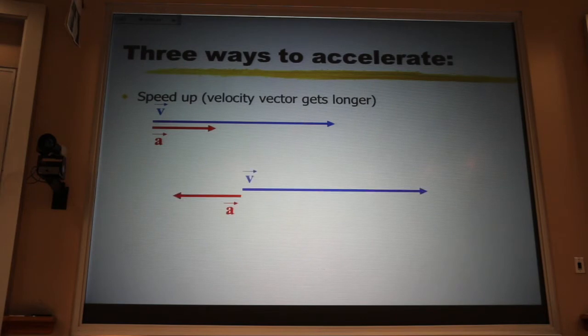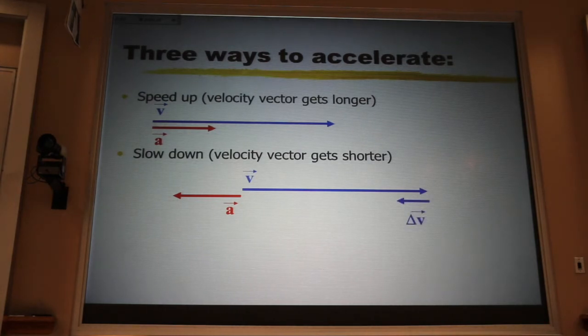If I have an acceleration vector in the opposite direction, well, now I'm using my brake. And the acceleration gives me the direction of the change in velocity. Opposite the velocity makes the velocity vector shorter and shorter.